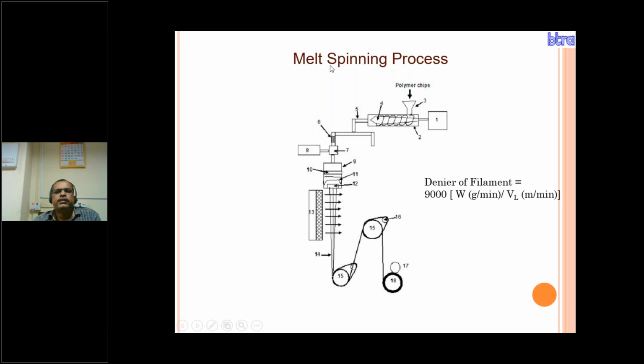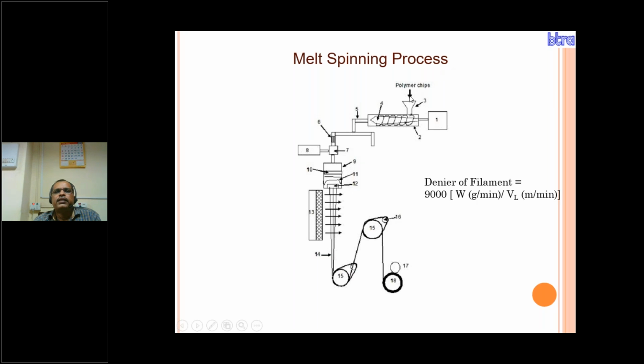Here is the schematic of a melt spinning process. You can see here a polymer chips hopper. It is one unit I am showing you. It is a chip hopper, but in the plants this unit is directly connected to the polymerizer. There is no hopper and no feeding of polymer chips; in place of this, it is directly connected to the polymerizer plant.